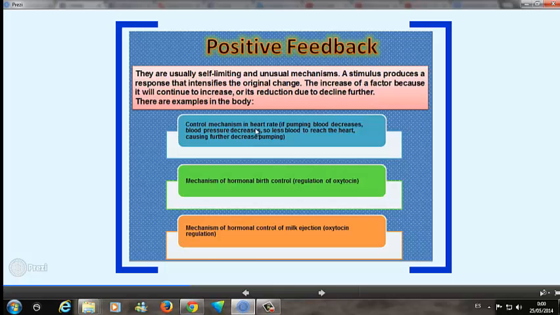Control mechanisms in heart rate: if the pumping of blood decreases, blood pressure decreases, leading to less blood reaching the heart, causing a further decrease in pumping. Mechanism of hormonal control of milk ejection, regulation of oxytocin.